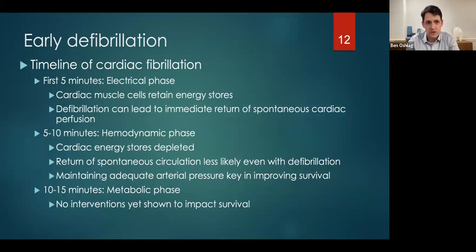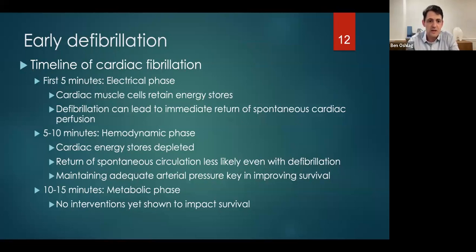In the first 5 minutes, you're in something that's called the electrical phase. The cardiac muscle cells still have their energy stores, still have their ATP, are still essentially normal cells. They're just not functioning normally. The electrical signals are not organized. So if you defibrillate them, you reboot them, they can go back to being normal cardiac cells, and the heart can beat and can perfuse the body.